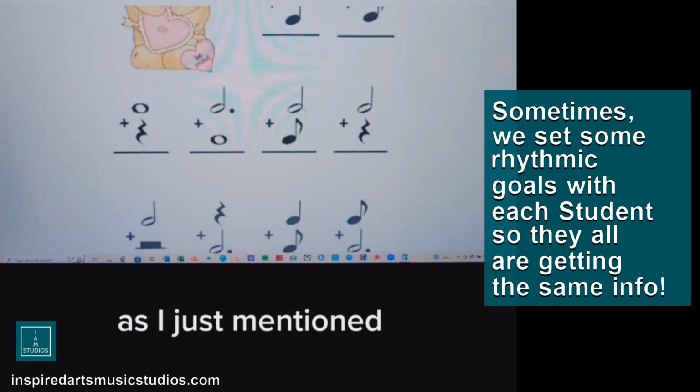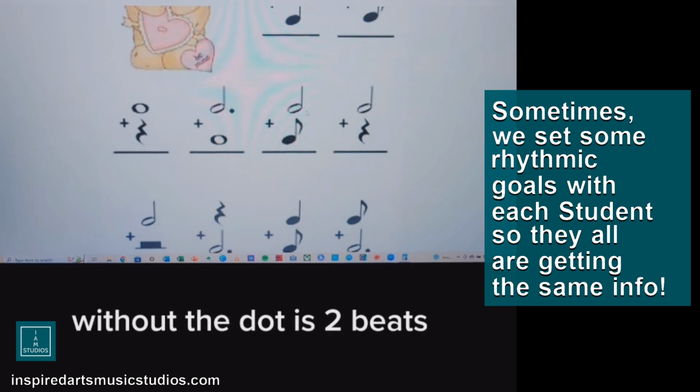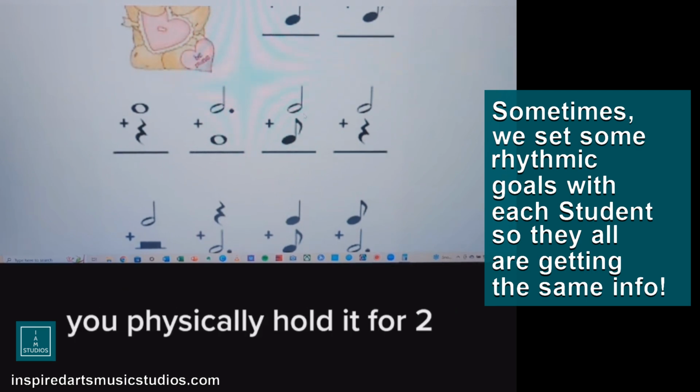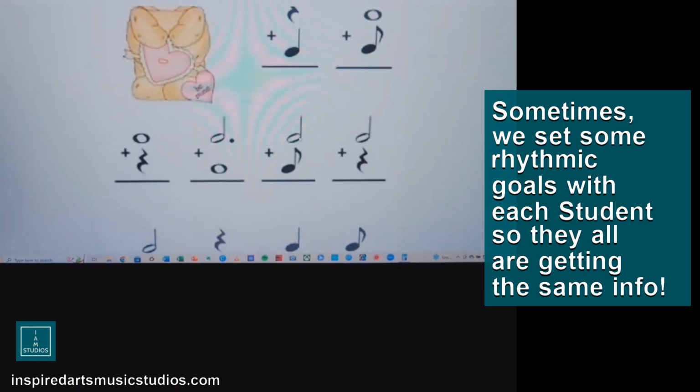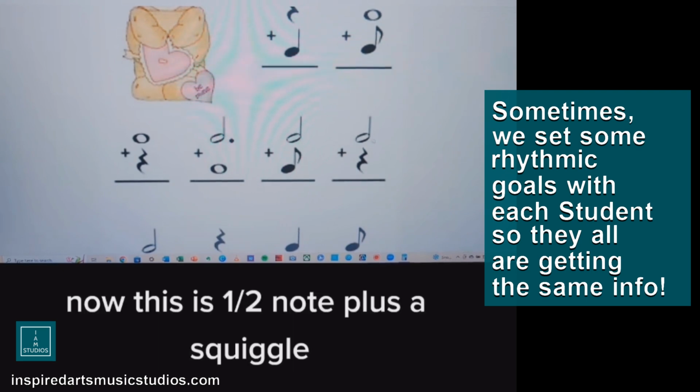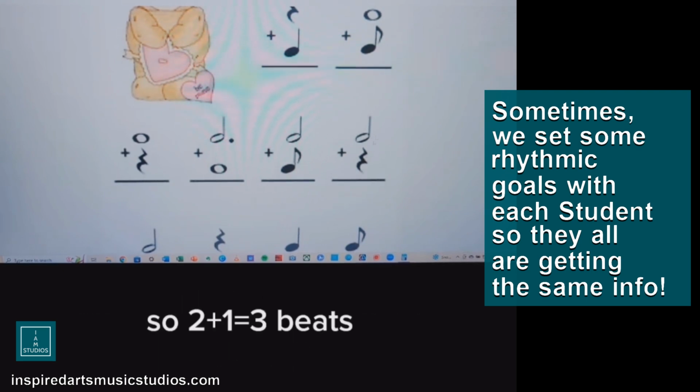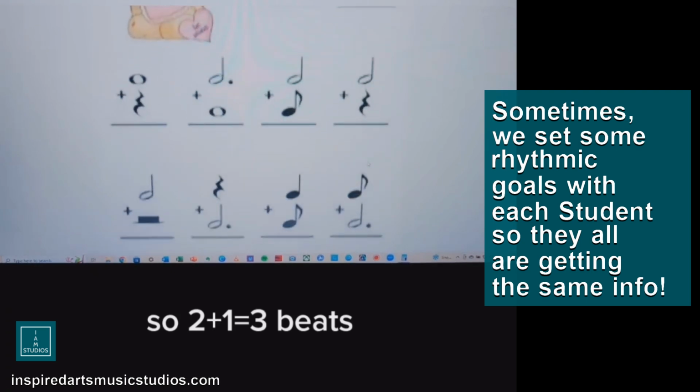Our half note, as I just mentioned, without the dot, is 2 beats. You physically hold it for 2. And if this was 4.5, this has to be 2.5. You're right. Woo, go for you. Now this is a half note plus a squiggle. So 2 plus 1, 3 beats.